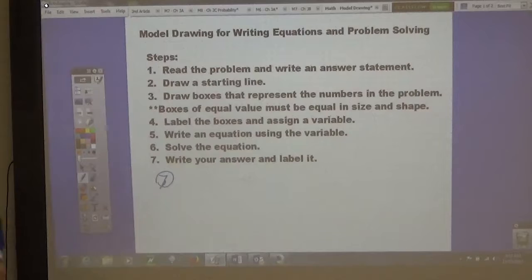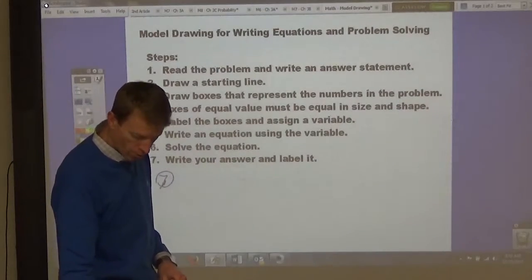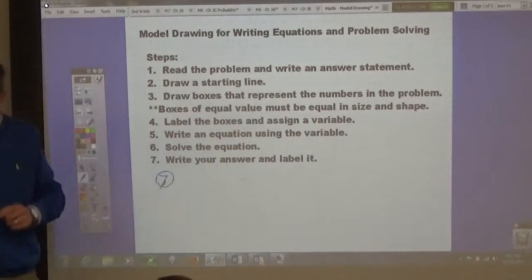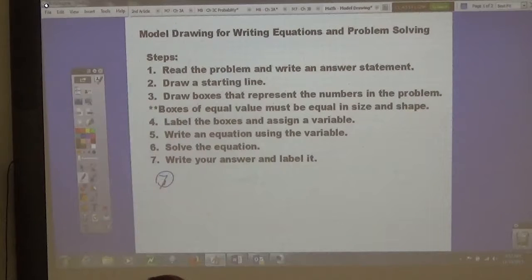So, take a look at number 7. Number 7, that's one of the first ones that you're going to have to do for tomorrow, using this procedure. Number 7 says, the planet Mars takes 599 and 100th days longer than the planet Mercury to orbit the Sun. In all, Mars orbit takes 686 and 9800th days. Write and solve an equation to find about how long it takes Mercury to orbit the Sun.